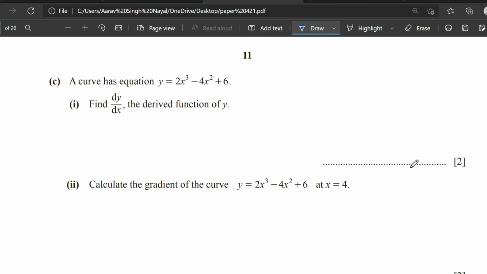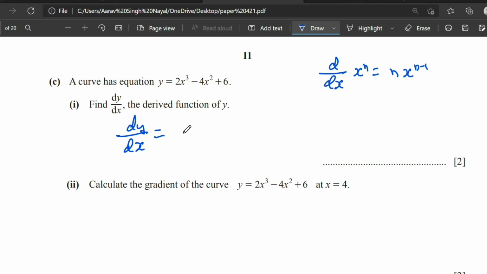C part. A curve has equation y equal to 2x cube minus 4x square plus 6. Find dy by dx, the derived function of y. So here we will use the formula d by dx of x to the power n equals n x to the power n minus 1. So now differentiating this function, dy by dx.